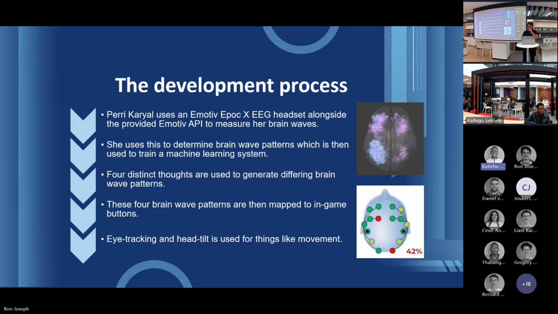Of course, a game requires more than 4 keys to play, so for movement and aiming, she used an eye tracker and head tilt measuring system. However, sprinting, dodging, attacking, and healing were controlled purely by her brain.